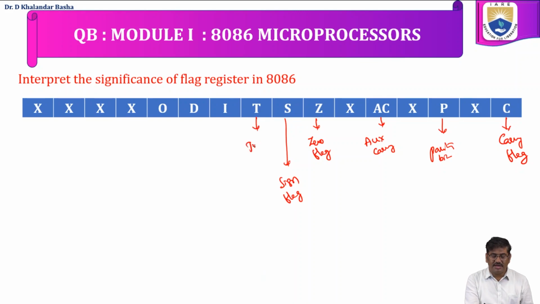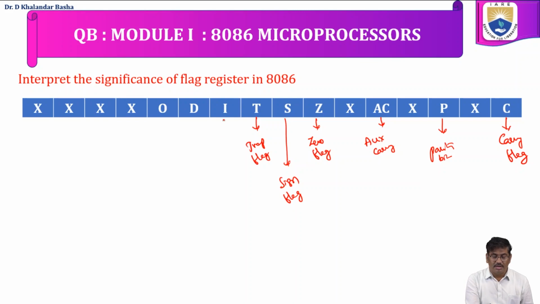The next one is the trap flag. This is a high priority interrupt we can take. For every instruction to be executed, the T flag should be 1 before executing the instruction. Once the instruction starts executing, the trap flag will become 0. At the end of execution of the instruction, automatically the trap flag is equal to 1.